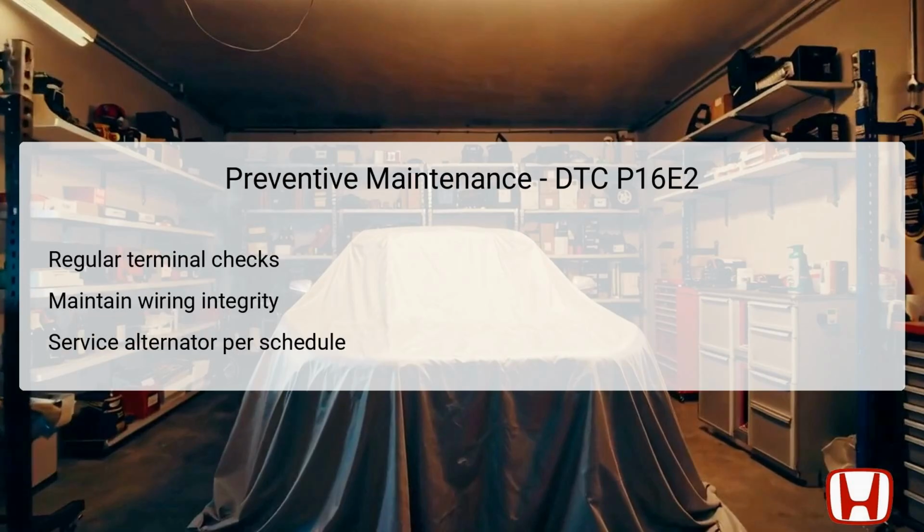To prevent future occurrences of DTC P16E2, regular maintenance focusing on the vehicle's electrical components is vital. Begin by routinely checking the terminal connections, ensuring they are tight and free from corrosion. Inspect the wiring harnesses associated with the LIN circuit to ensure they remain intact and damage-free, as the integrity of these components is crucial for reliable communication.